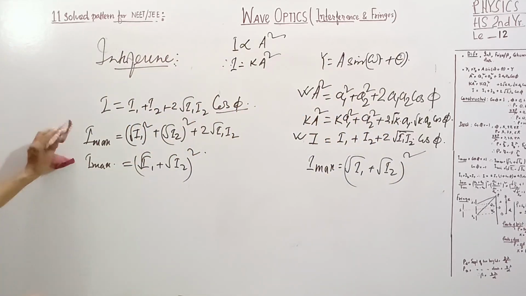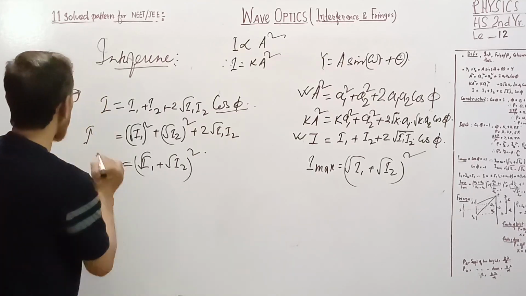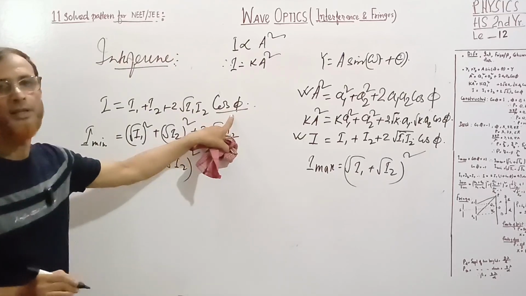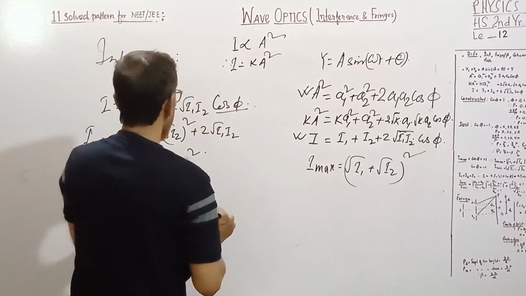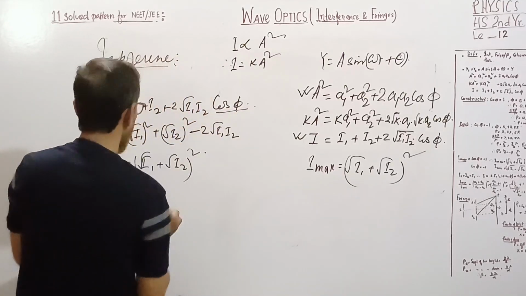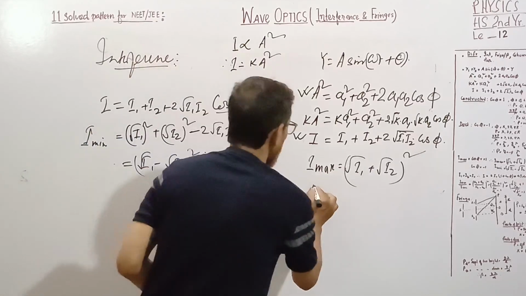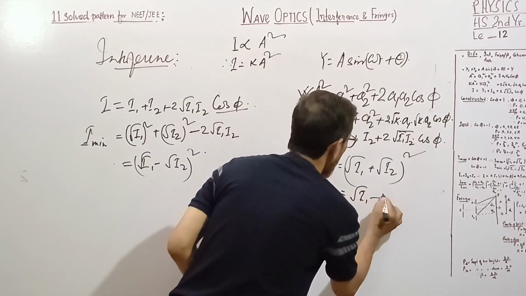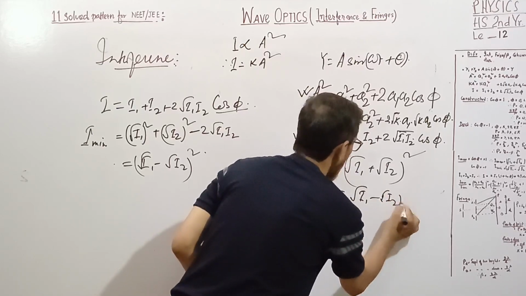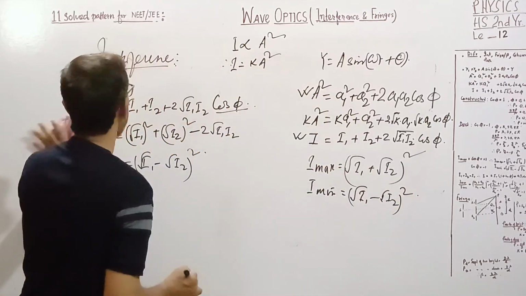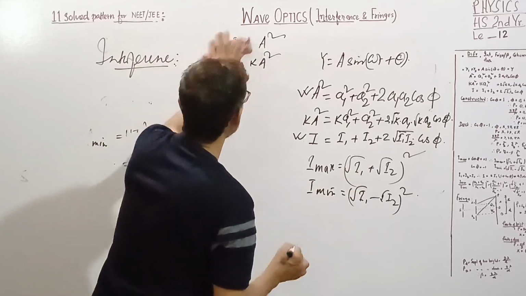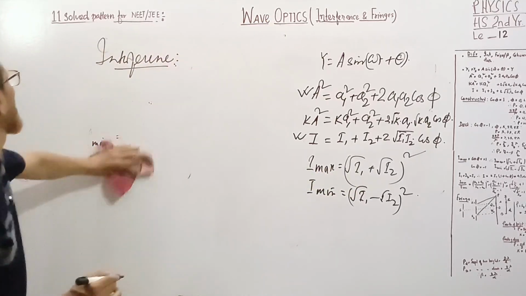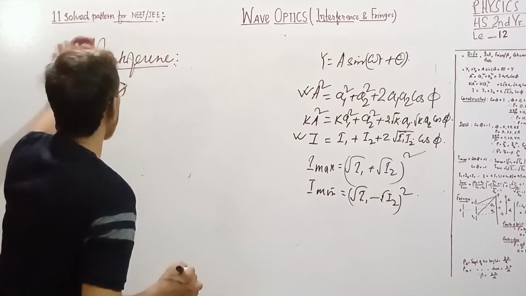In a similar way, if I is minimum, then cos phi should be equal to minus 1. Therefore, I minimum is equal to root over I1 minus root over I2, whole square. This is another equation. These equations and formulas are very important in solving the NEET pattern questions.